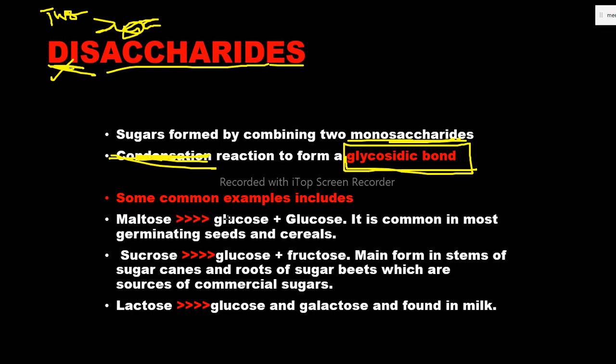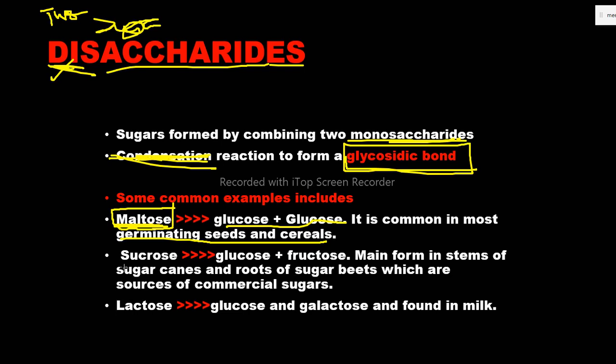We are going to see, there is nothing to worry about. So some examples of disaccharides. Number one, you have maltose. This one is formed from condensation of two glucose molecules. Commonly, it is found in germinating seeds and most cereals, because most cereals store starch, and starch is formed by condensation of very many glucose molecules.